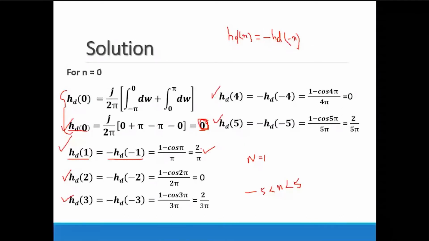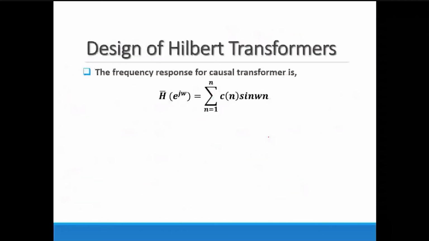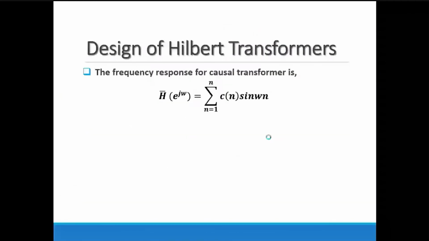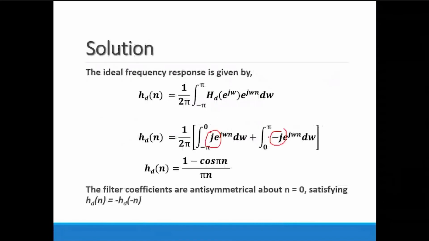Okay, sir. Got it. Okay. So here you are getting the values from minus 5 to 5. So total 11 values you are getting, HD 0 to HD 5 and minus HD minus 1 to minus 5. So this is solved using the rectangular window. Okay, so let us continue with this. All of you got up to this? If you have any query, you can please ask.